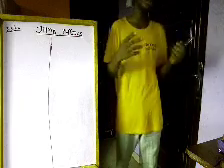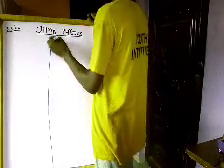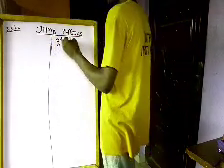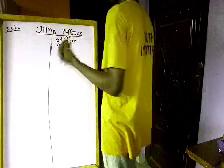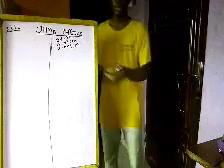Then we have instruments for measurements. These include your ruler, also known as your meter rule, which is accurate to the nearest 0.1 centimeter. Your vernier caliper is accurate to the nearest 0.01 centimeter. Then your micrometer screw gauge is accurate to 0.001 centimeter. So the more the zeros, the more the accuracy.